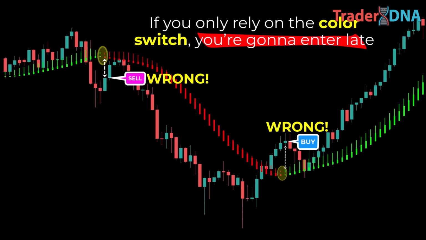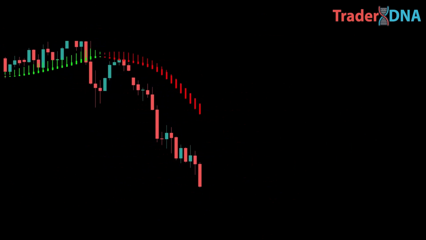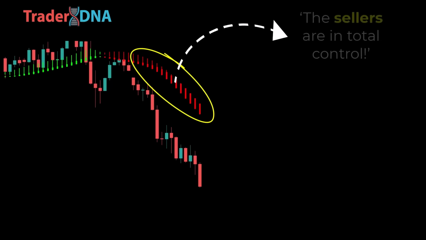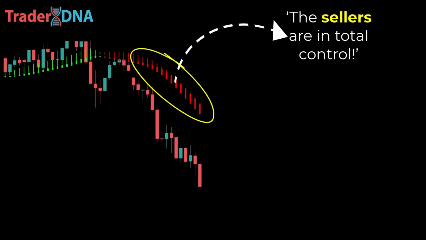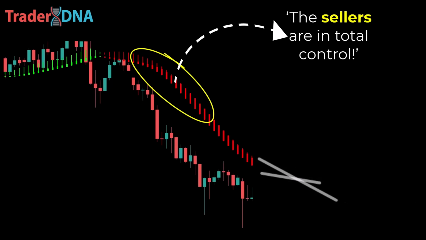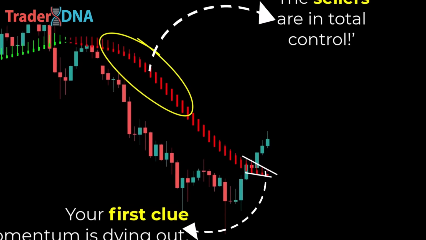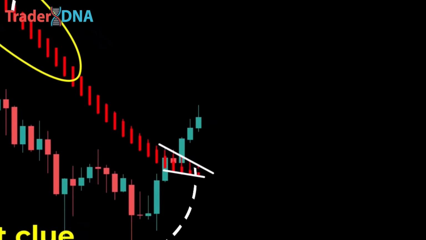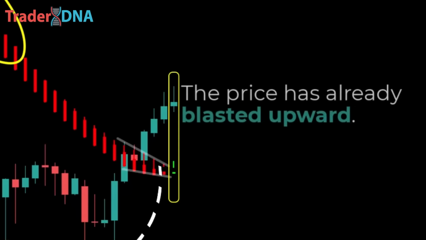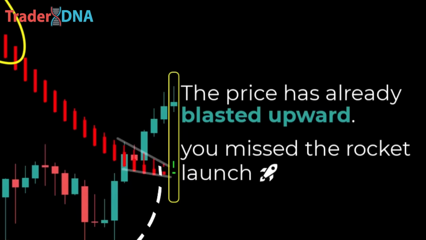Let me show you. Look at this chart. We've got a strong downtrend. Giant red Heiken Ashi candles stacked on top of each other, screaming the sellers are in total control. But then something changes. Those red candles start shrinking. That's your first clue momentum is dying out. And finally, bam! It flips green. Sounds like reversal, right? But here's the catch. By the time that green candle shows up, price is already blasted upward. If you buy there, you miss the rocket launch and you're just chasing smoke trails.